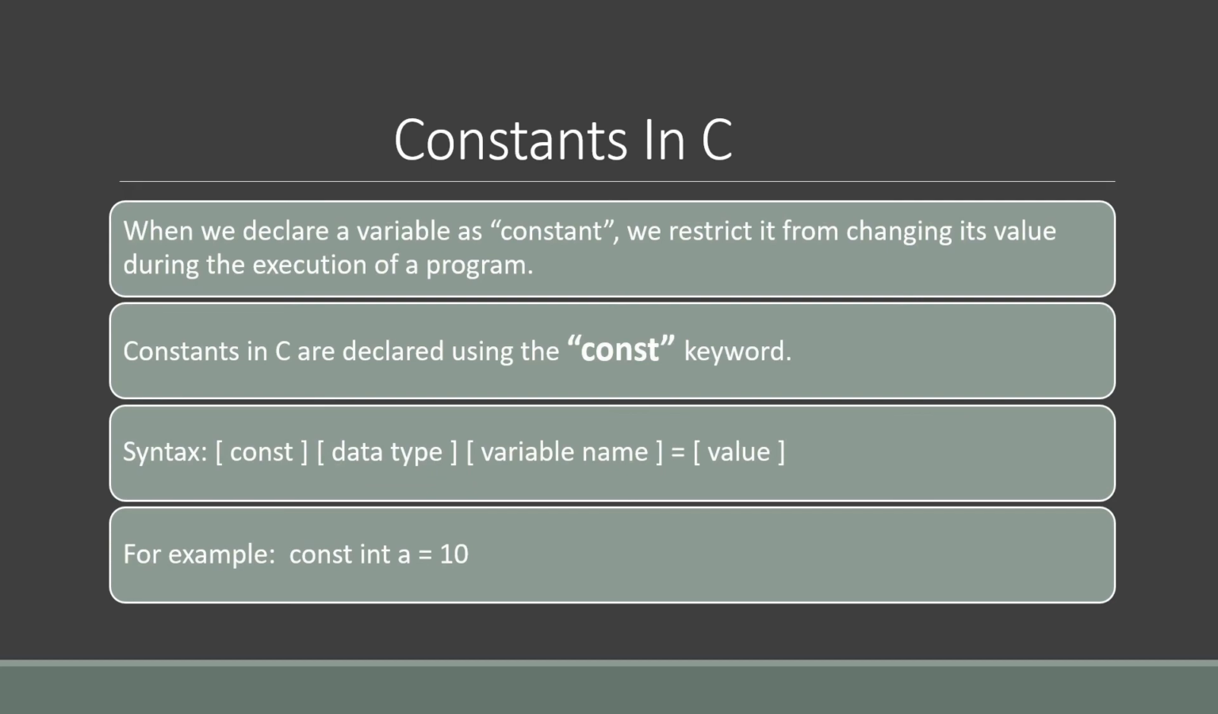Constants in C are declared using the const keyword. This is how you declare a constant. We prefix it with the const keyword, then we use the data type, then the variable name, and the value that we want to initialize to it.